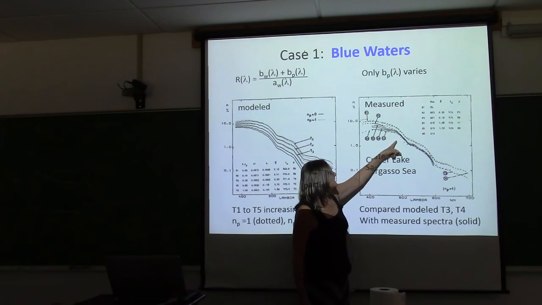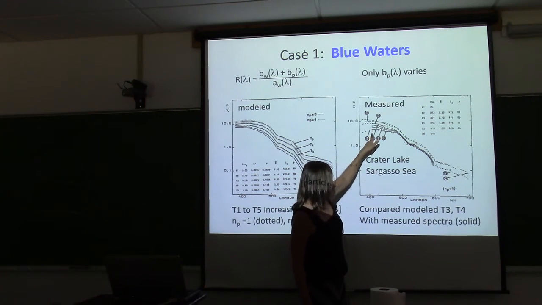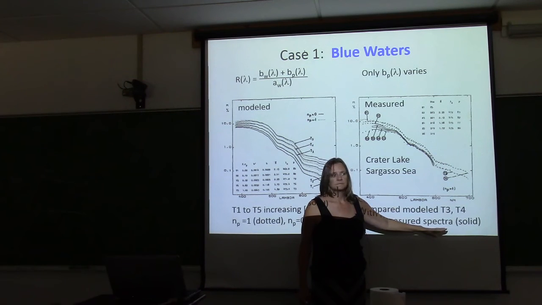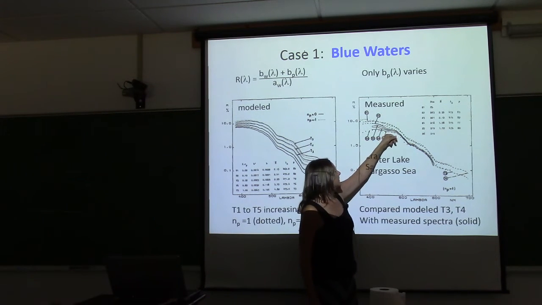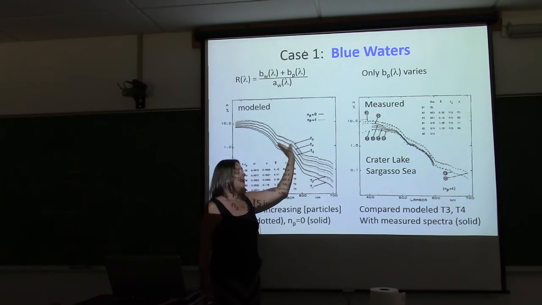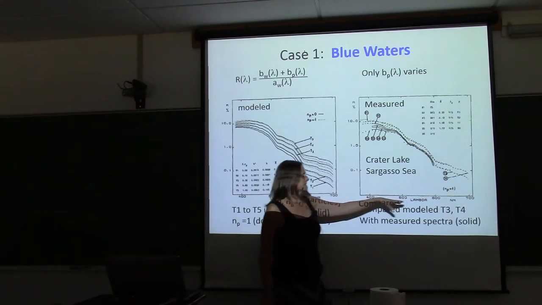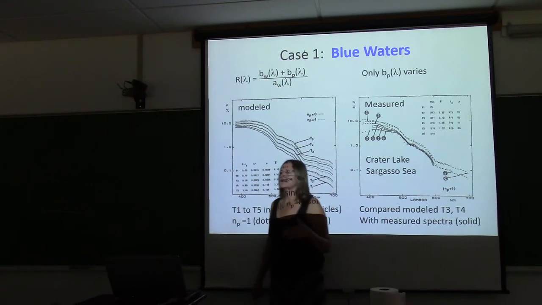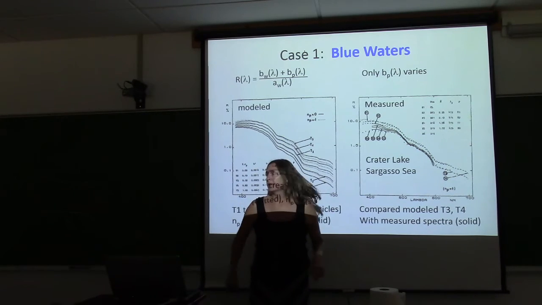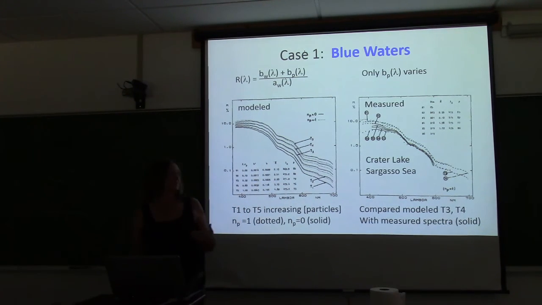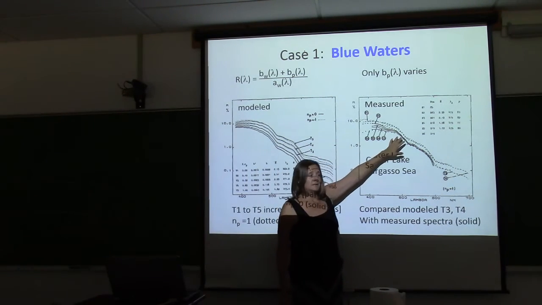So each one of these solid curves is a measured spectrum, and the dotted curves are their models here. The ones that fit the best were models T3 and T4. You can go to the paper and figure out exactly how much particle scattering they had to put in the model in order to match. But this is pretty fabulous.